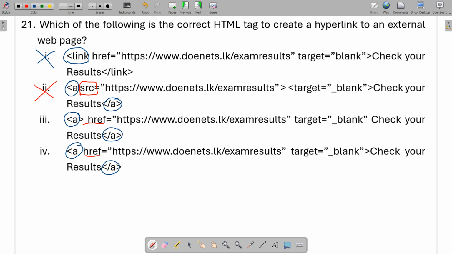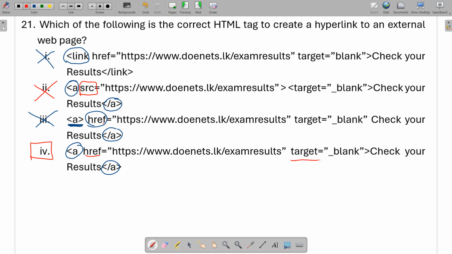closely, can you see the difference? In the third one, the href attribute is outside of the anchor tag. Because of that, this is wrong as well. So the correct answer is going to be the fourth one. And here there is something called target as well. Target indicates the place where the particular hyperreference or the link is going to open.